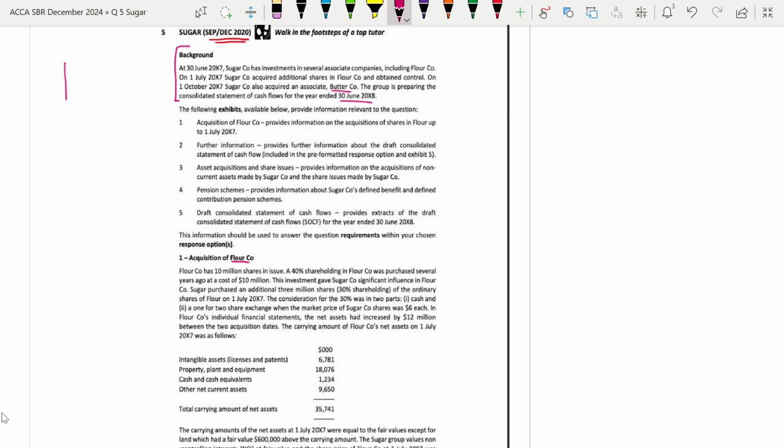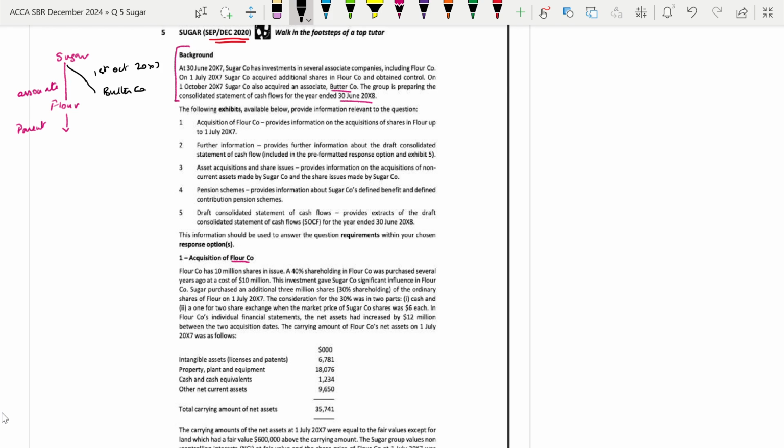They have increased the investments, isn't it? Sugar has investment in several, including in Floor. They have acquired some more, which means they are talking in terms of going from an associate to a parent. They have increased their investment from associate to parent. And apart from that, on 1st October 2007, they have also acquired Butter Company.